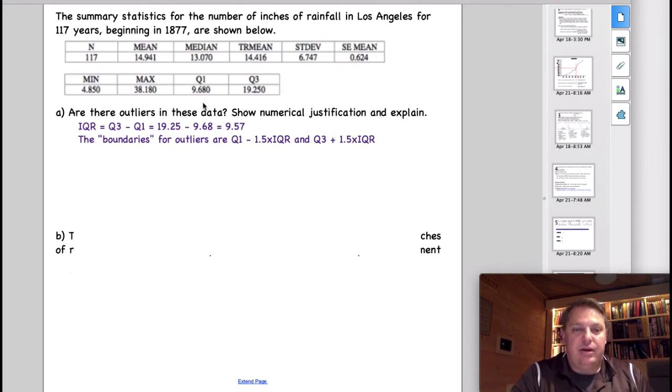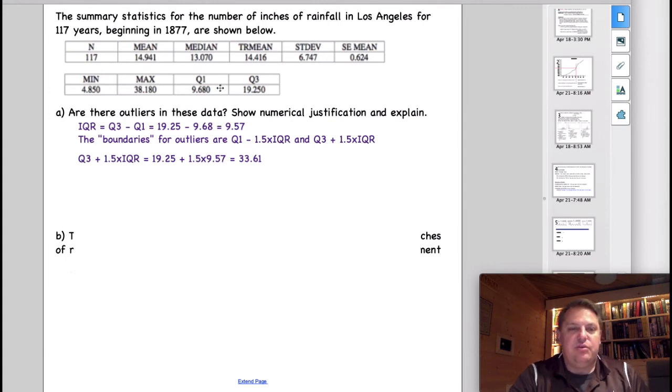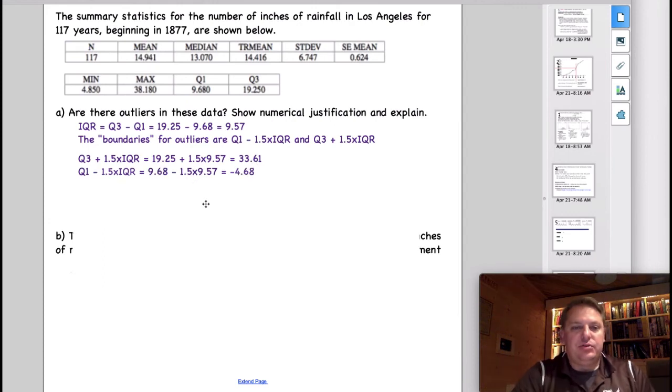So here I want to take, I'll start with Q3, and I'm going to add 1.5 times that 9.57, that IQR, and I get the number 33.61. I'm also going to subtract from Q1, not Q3 this time, Q1 minus 1.5 IQR, so 9.68 minus the 1.5 times 9.57, that gives me negative 4.68.